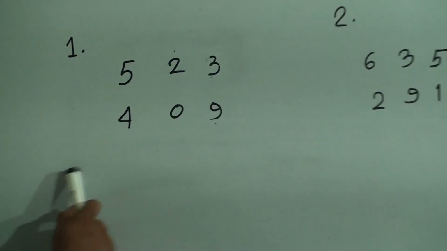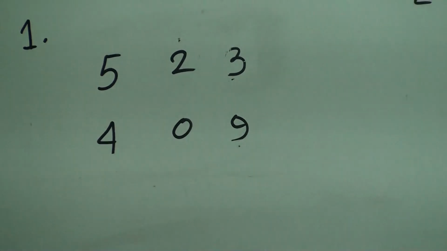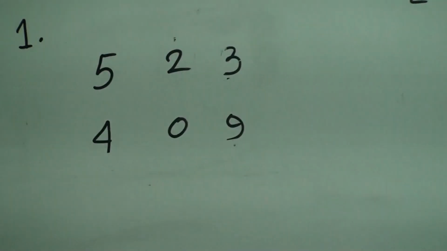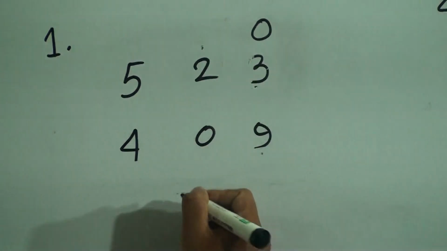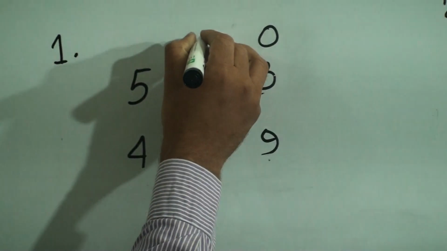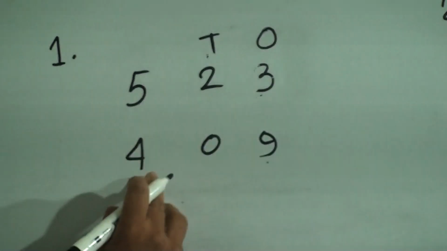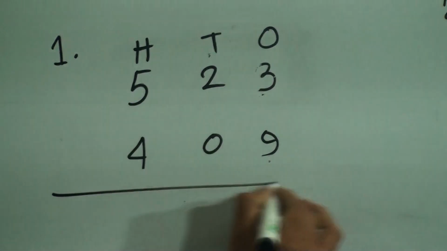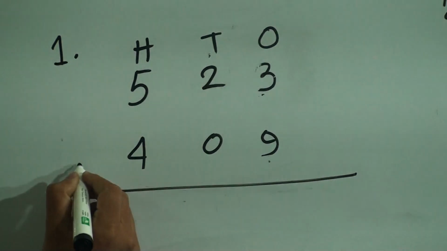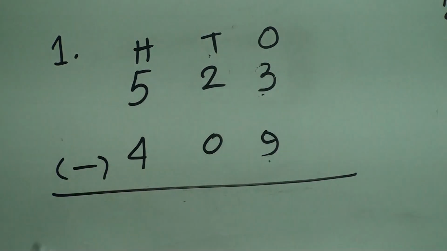Look, here are three subtraction problems: number 1, 2 and 3. You know that 3 and 9 are the ones place digits, 2 and 0 are the tens place digits, and 5 and 4 are the hundreds place digits. Now draw a line to bring down the answer and take the subtraction sign, that means minus.